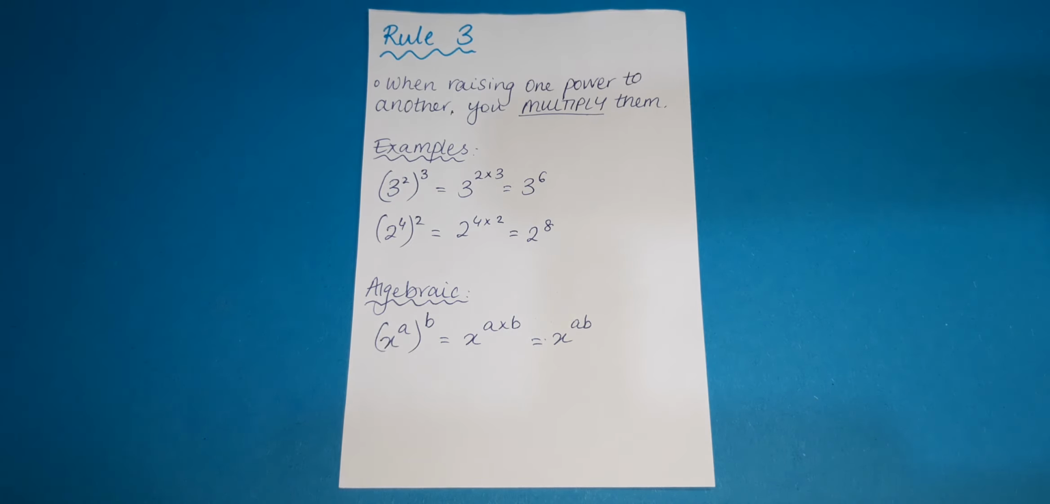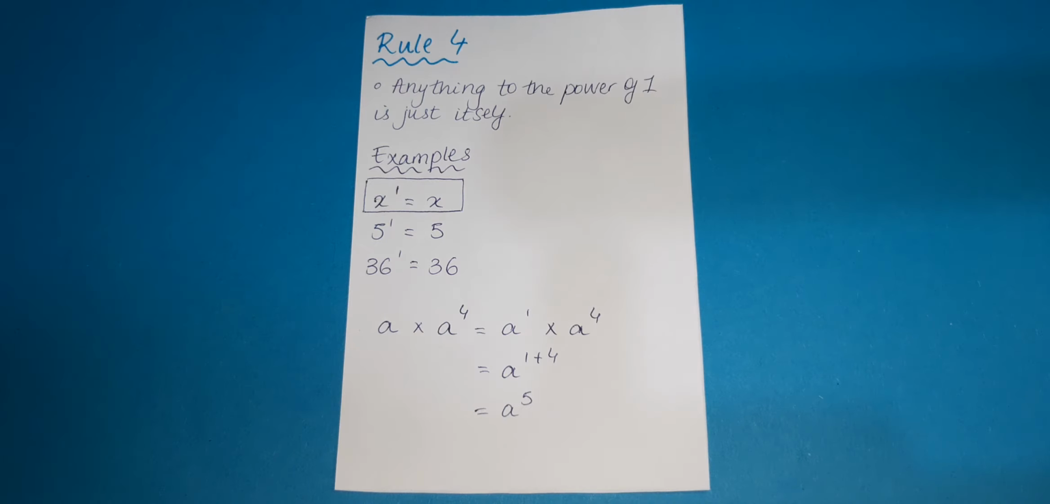The same thing happens in the second example. In algebraic terms, we could write x to the power of a, again in brackets, and the whole thing raised to the power of b, which would just be x to the power of a times b. And if we refer to the previous video on algebraic basics, we can see that we can write a times b as just ab.